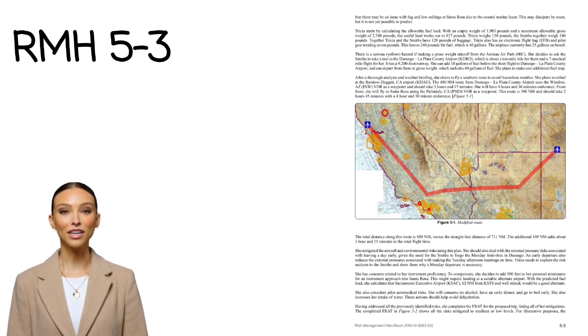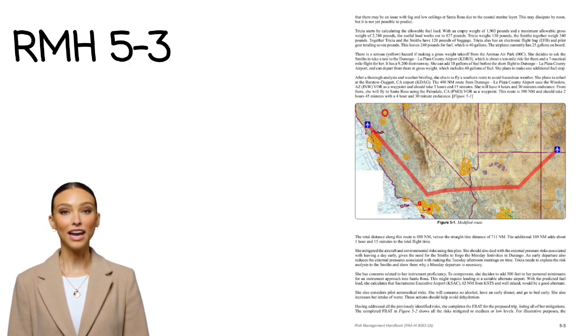Tricia starts by calculating the allowable fuel load. With an empty weight of 1,903 pounds and a maximum allowable gross weight of 2,740 pounds, the useful load works out to 837 pounds. Tricia weighs 130 pounds. The Smiths together weigh 340 pounds. Together, Tricia and the Smiths have 120 pounds of baggage. Tricia also has an electronic flight bag, EFB, and pilot gear totaling 7 pounds. This leaves 240 pounds for fuel, which is 40 gallons.